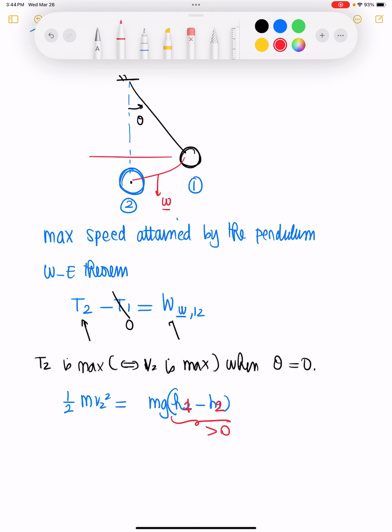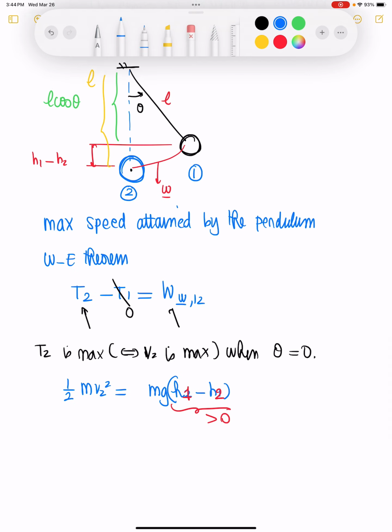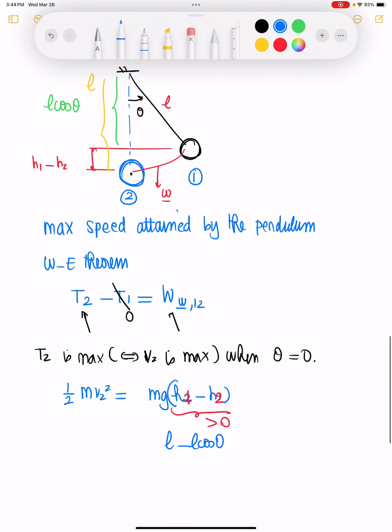h1 minus h2 is this height. It's positive. Well, this length here is equal to the length of the pendulum cosine theta, whereas the whole thing here is the length of the pendulum. So h1 minus h2 is just L minus L cosine theta.